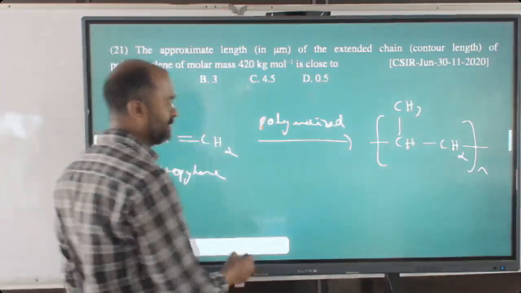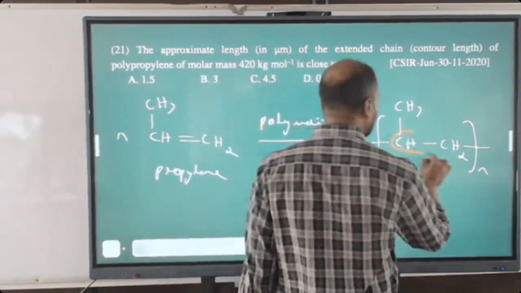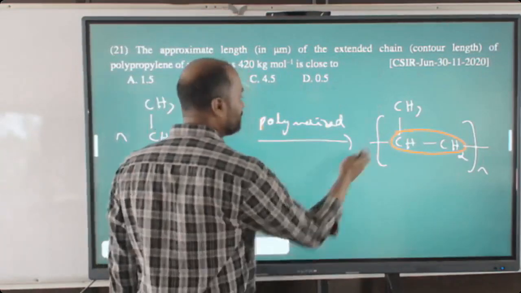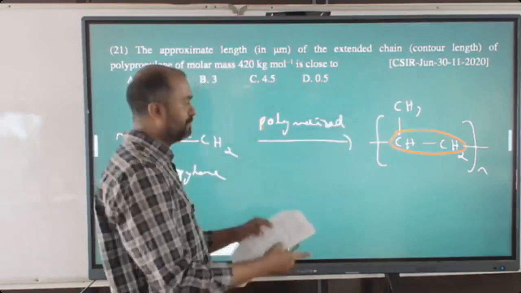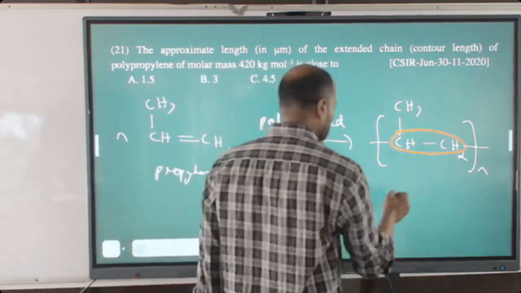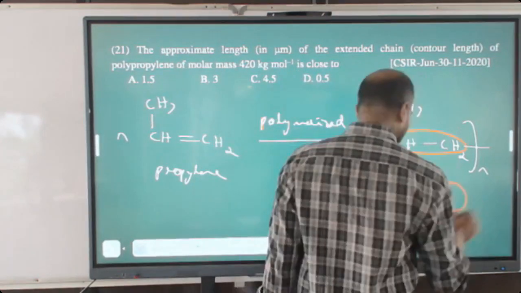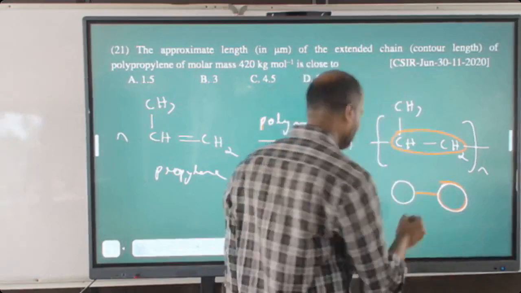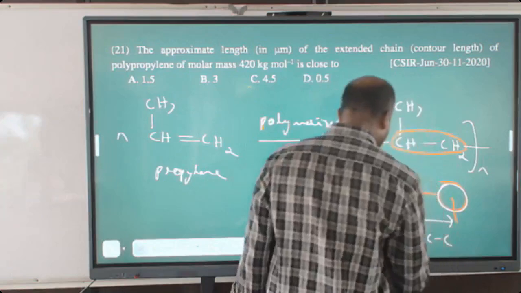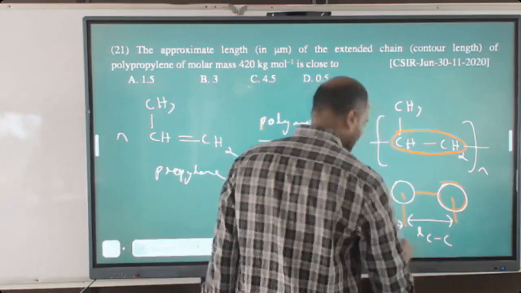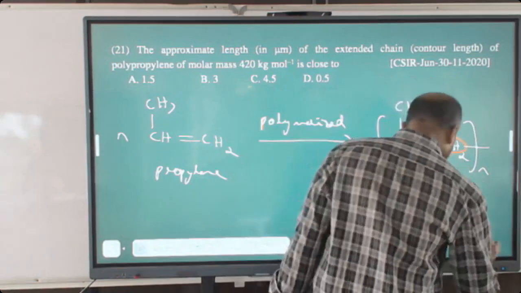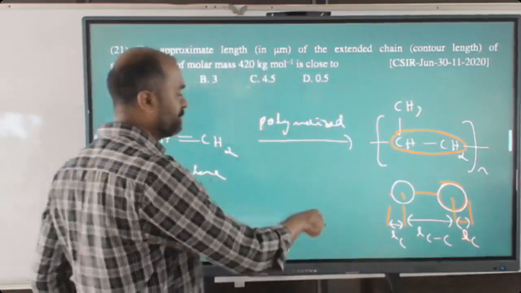How can you find the monomer length? This much is the monomer length. The length of the monomer is the carbon-carbon bond, because CH3 is not involved in the bond. When we say monomer, it is only this much. CH3 is a substituent. So it is the carbon-carbon bond length. That's the monomer length: carbon-carbon single bond length plus the radius of carbon plus the radius of carbon. Radius of carbon plus carbon-carbon bond length plus radius of carbon.